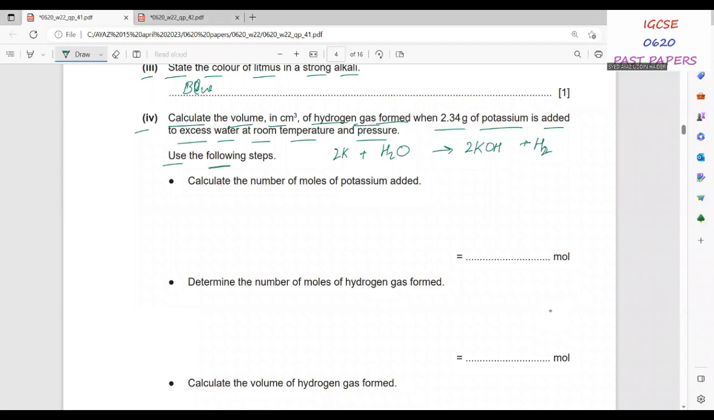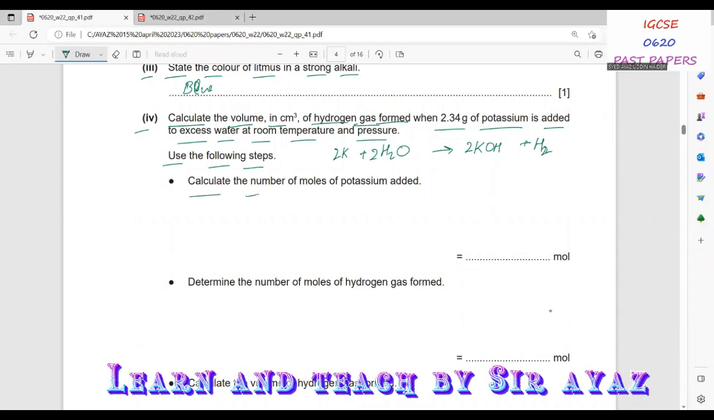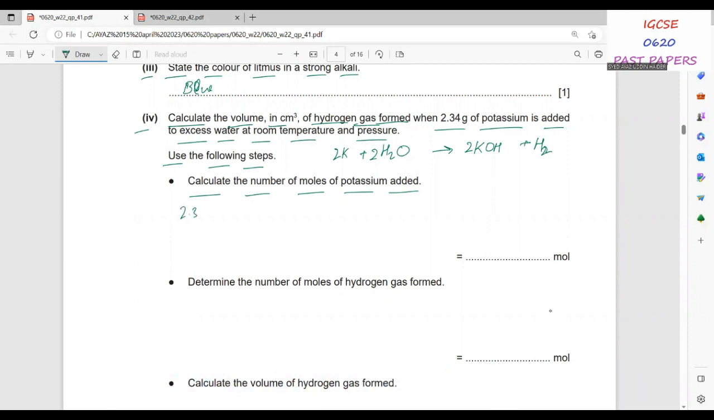So you use the following steps for this one. Calculate the number of moles of potassium added. So we'll convert this gram into moles of potassium. We have 2.34 grams of potassium. You will divide 2.34 by the Ar of potassium, which is 39. That gives 0.06 moles.